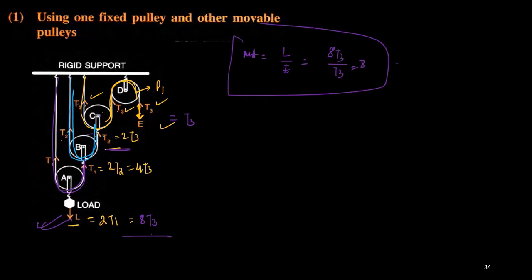So it can also be 2 to the power N. What is N? N equals 3. 3 is the number of moving pulleys. One single fixed pulley and 3 other moving pulleys are there. So in that situation, mechanical advantage is coming to 8. So as the number of moving pulleys is increased, if I go for 3 or 4 moving pulleys, the mechanical advantage is going to increase. That means if I apply a small amount of effort, I can lift a large amount of load.